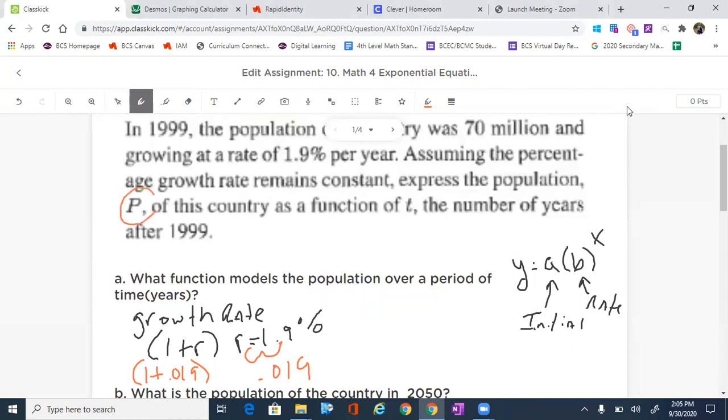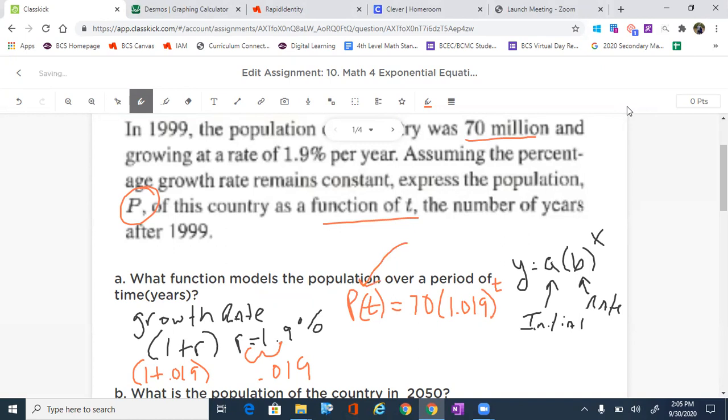Now we can go ahead and write our function. We do need to write it as P as a function of t. So we are going to do that right now. I'm going to write P of t, the population as a function of time, equals our initial value. Our initial value was 70 million, it says it right there. And now our growth is 1 plus 0.019, or 1.019 to the t power.